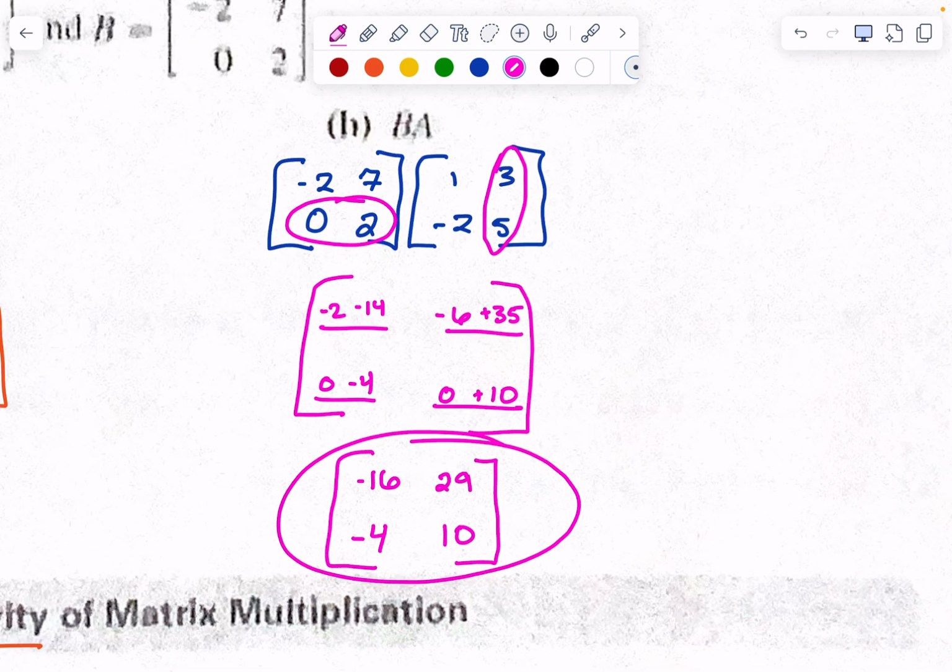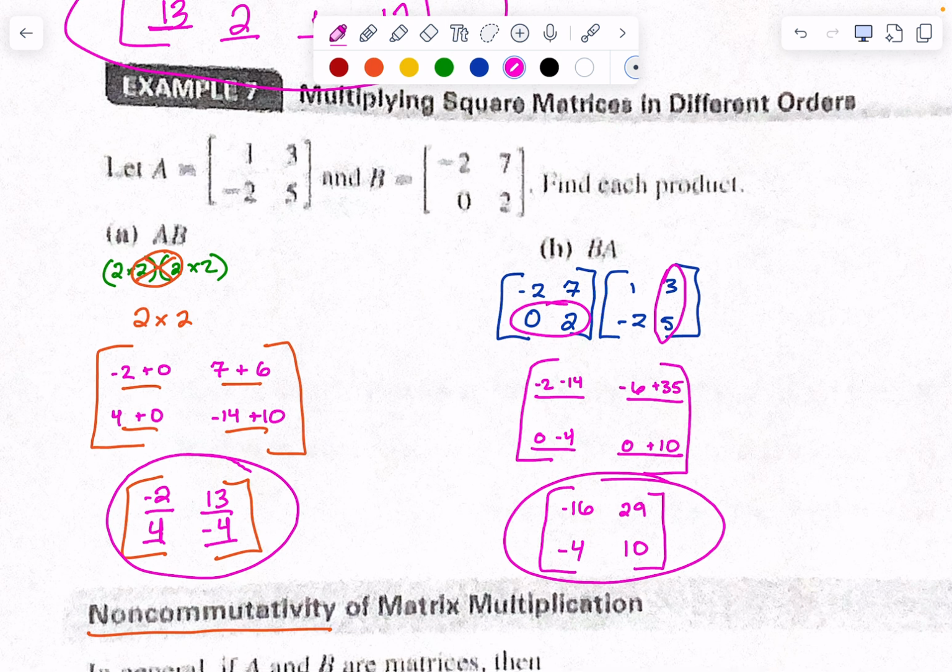Okay, so notice that when we do B times A and A times B, if they are able to both be done, they're still not the same as each other, right? Like those are not equal. Okay, got it?